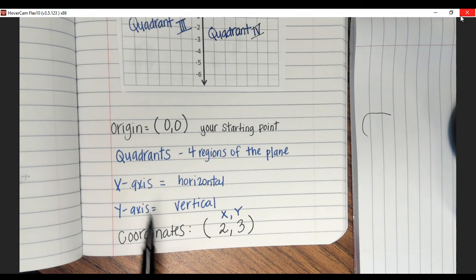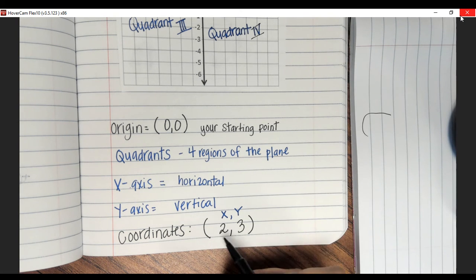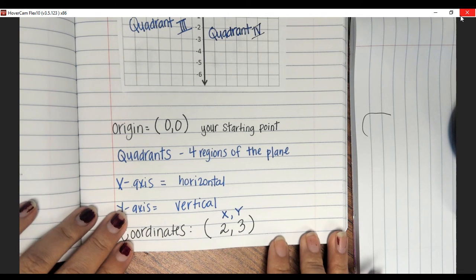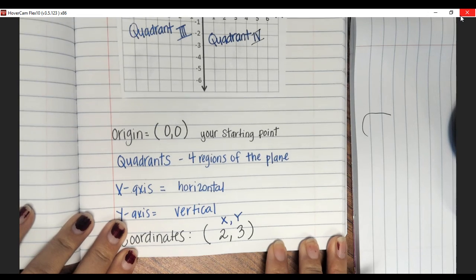These are just some things that I talked about. Your x-axis is your horizontal, your y-axis is your vertical. Now this is how you look at your coordinates. Your coordinates are written with parentheses, (2, 3). So your first coordinate, that's the one you're going to look at first. So you go x and then y. (2, 3) is your coordinate. So we're going to graph that together on a coordinate plane. So my coordinate is (2, 3).